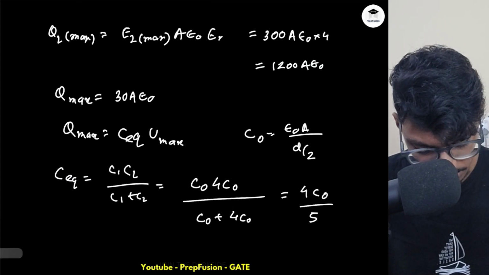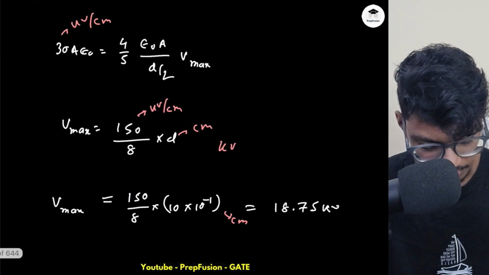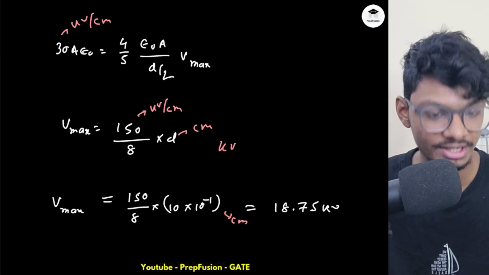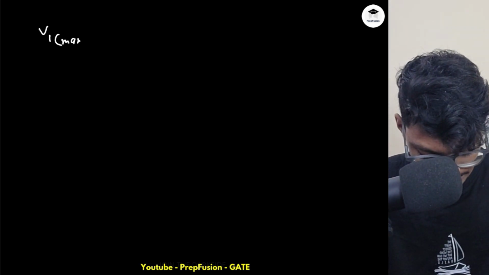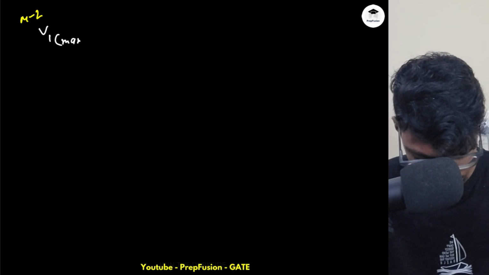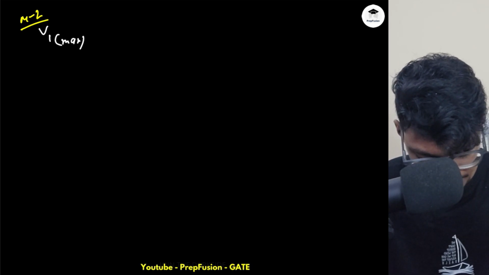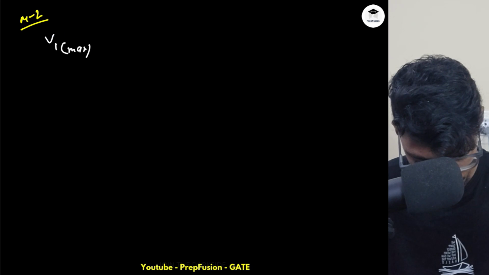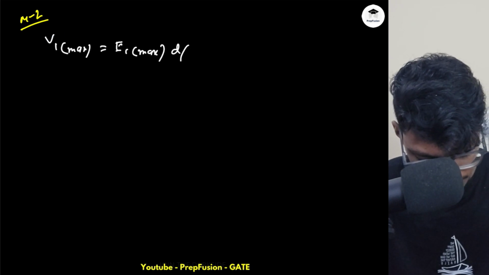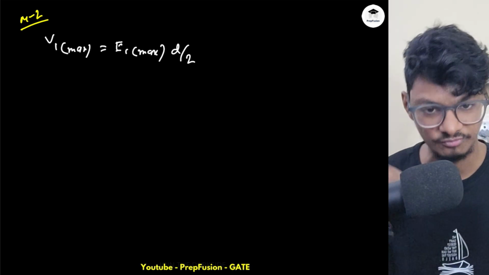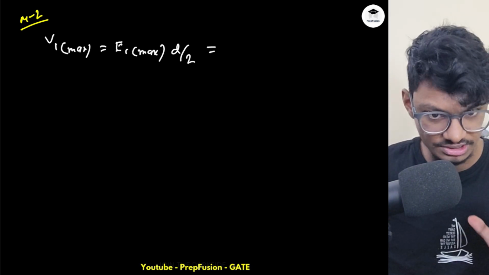You have found out the Q1 max, right? What you can do is individually find out the maximum breakdown voltage of each of these combinations. So what will be the V1 max? This is method 2. V1 max is simply E1 max into d by 2. For this type of question, it is good to do it in this way. E1 max into d by 2, because of the distance.